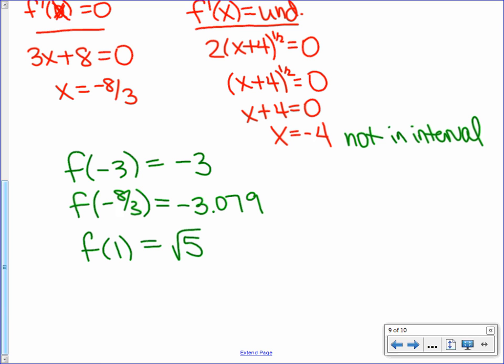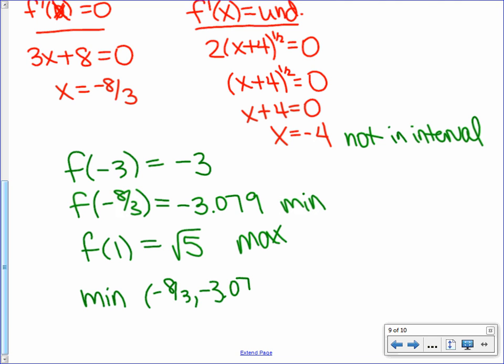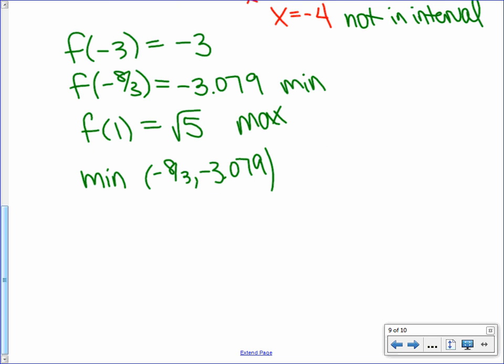So our highest number is the square root of 5. And barely our lowest number is -8/3 because it is more negative than -3. Okay, so we have an absolute minimum at -8/3, -3.079. That's not exact, but that's okay for right now. And then our absolute maximum is going to be 1, square root of 5.